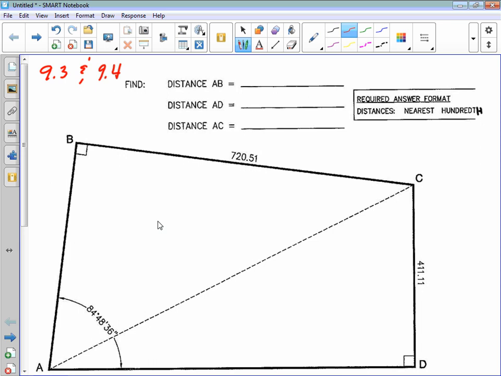So we were looking for AB, which is 478.25 feet, and AD, which is 760.82 feet, and AC, which is 864.79 feet. Wonderful. And if you got that or quite close to it, you're okay. We'll talk about ways to increase our precision as we go along today.